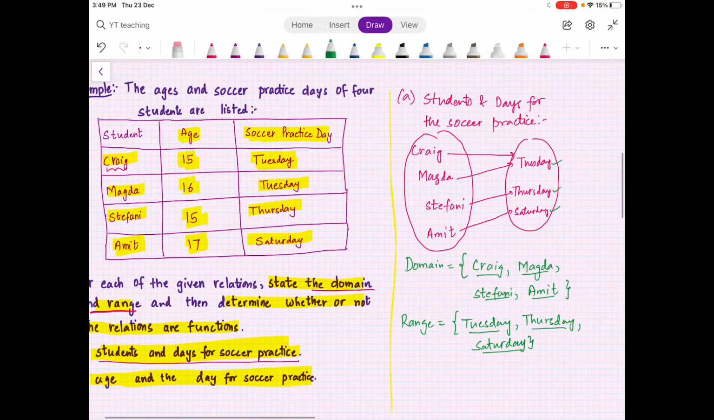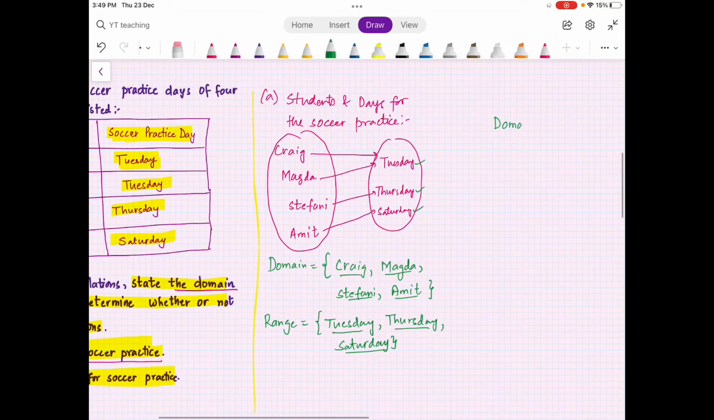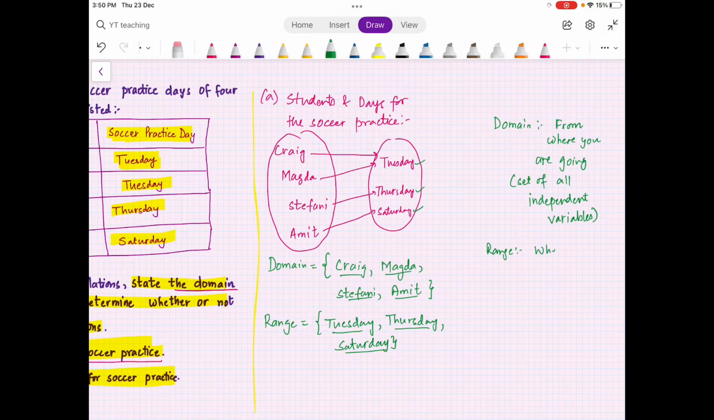So we can write it like this: domain is from where you are going. It can be for a function or for a relation, from where you are going, or you can say the set of all independent variables. And what is your range? Range is where your function is taking you, that is the set of all dependent variables.